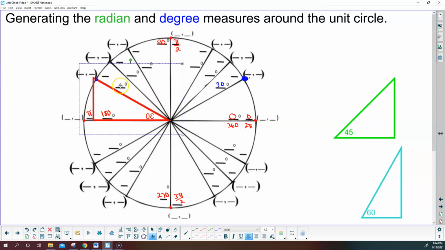Now, when we name the angle, we do have to go from the initial side to the terminal side. So this angle is definitely bigger than 90, but it's less than 180. And how many degrees less than 180 is it? It's 30 degrees less than 180. So 180 minus 30 gives me 150 degrees.